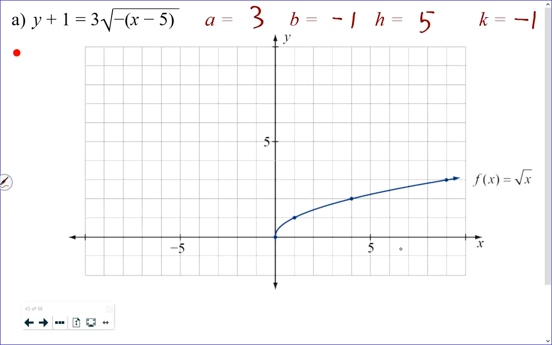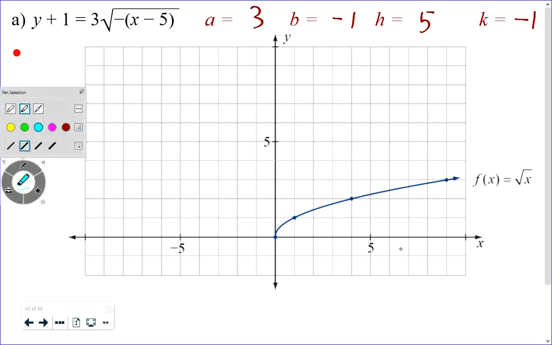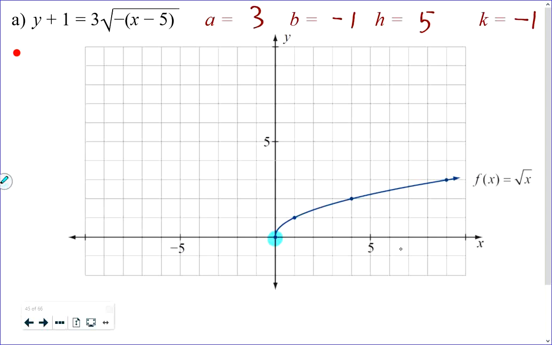But I want to point something out to you, and this may be helpful or not, depending on how you proceed in these questions. A and B will not affect this point, which means that the only thing that's going to affect that point is h and k. And this is very similar to a parabola, that the vertex of a parabola is always at h comma k. Well, this key point, which you can loosely call a vertex, is also going to be at h and k.